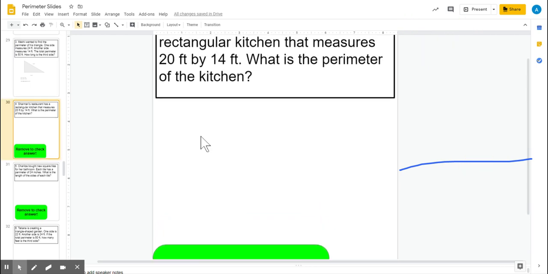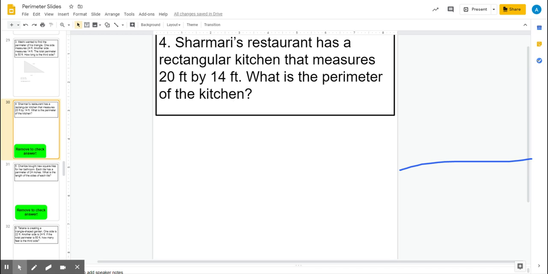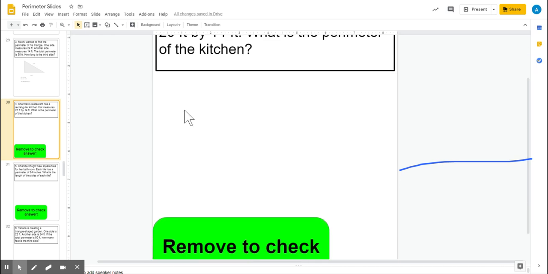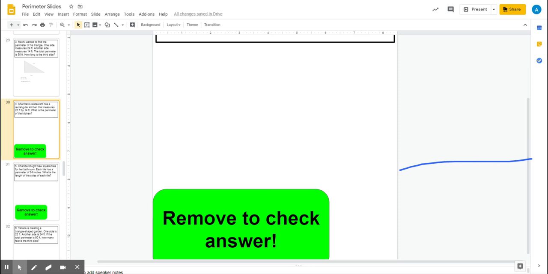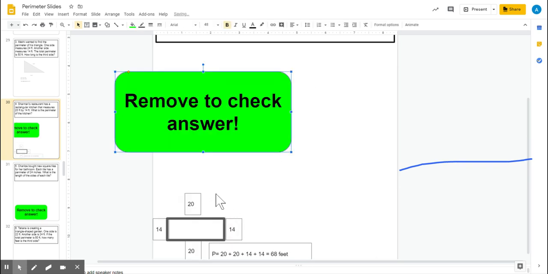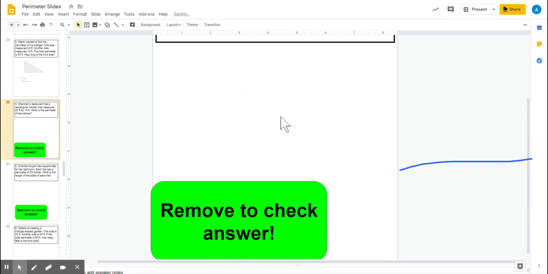Again, just what we did, it says Shamari's restaurant has a kitchen that measures one perimeter. So you're going to be doing all your work up here just like I showed you, and then you are going to remove this. So when you hover over here and your cursor becomes those 4 arrows, you're able to pick this up, move it, and when you move it away, you can see the answers right here to check your work. Please do not move this until you have completed your own work here.